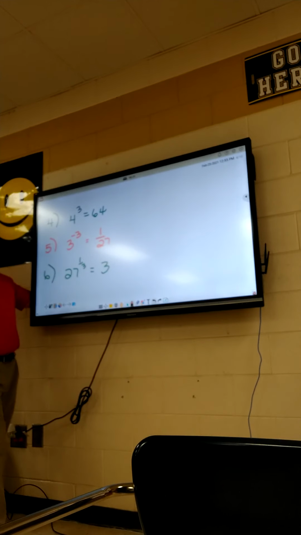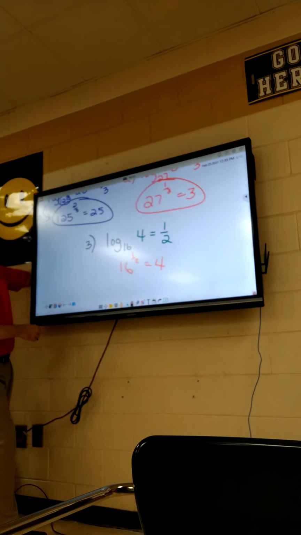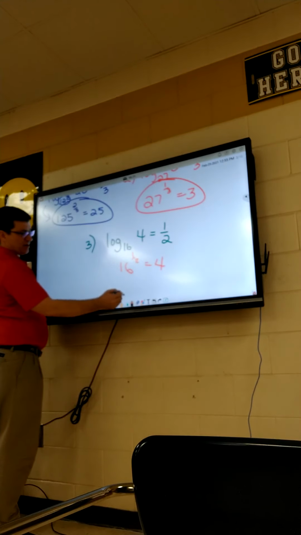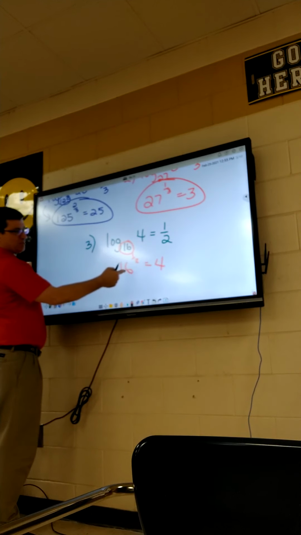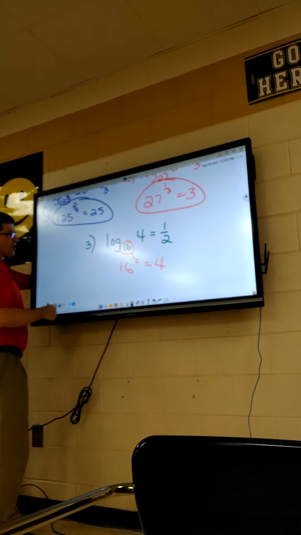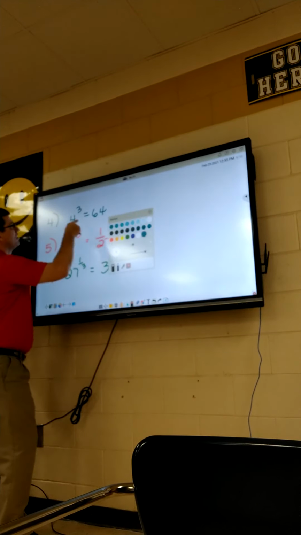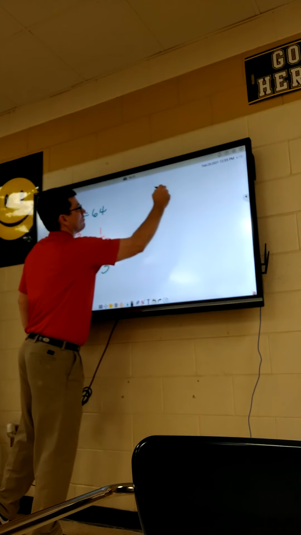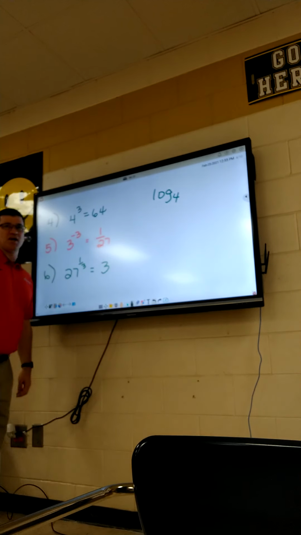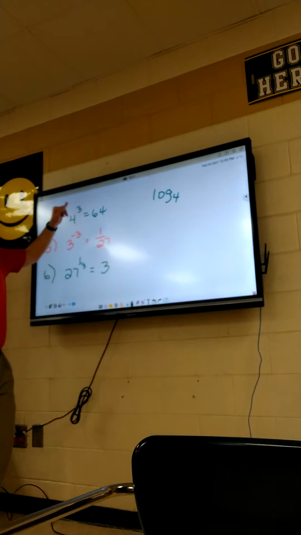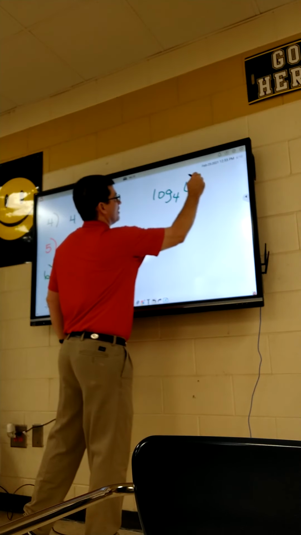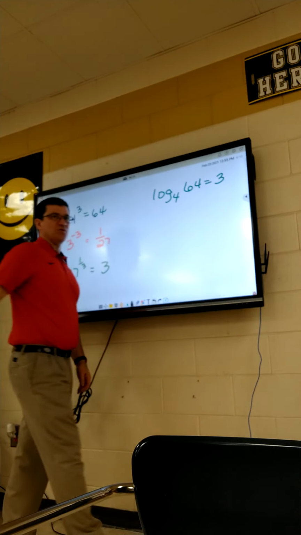All right, let's go back and look at what we did on numbers 1, 2, and 3. The number that was right here became our big number up front. So if we're going backwards, we got to put that number back with the log. So this is going to be log base 4. What else do I change? I move 64 back over. Equals 3. And that's how you do 4, 5, and 6.